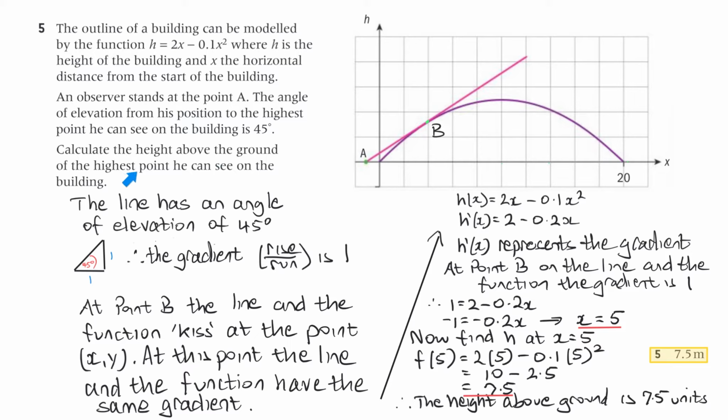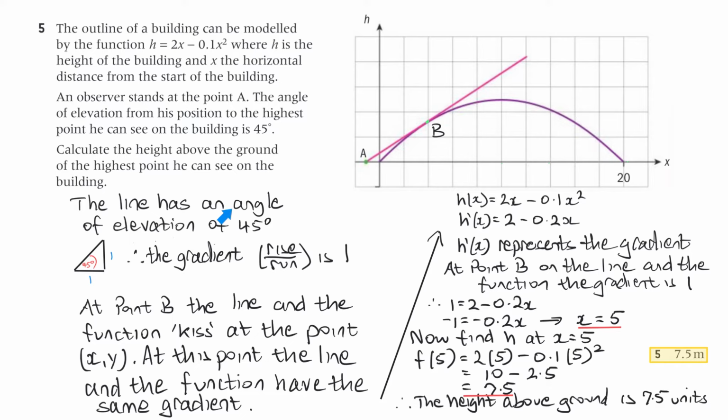Calculate the height above the ground of the highest point he can see on the building. So we want to find this value here, which is effectively that value there. So there we go, and we're going to do it in 2 steps. We're going to find x. Once we find x, we can then put that back into the original equation and we can find the height there. Okay, so we're going to do that here.